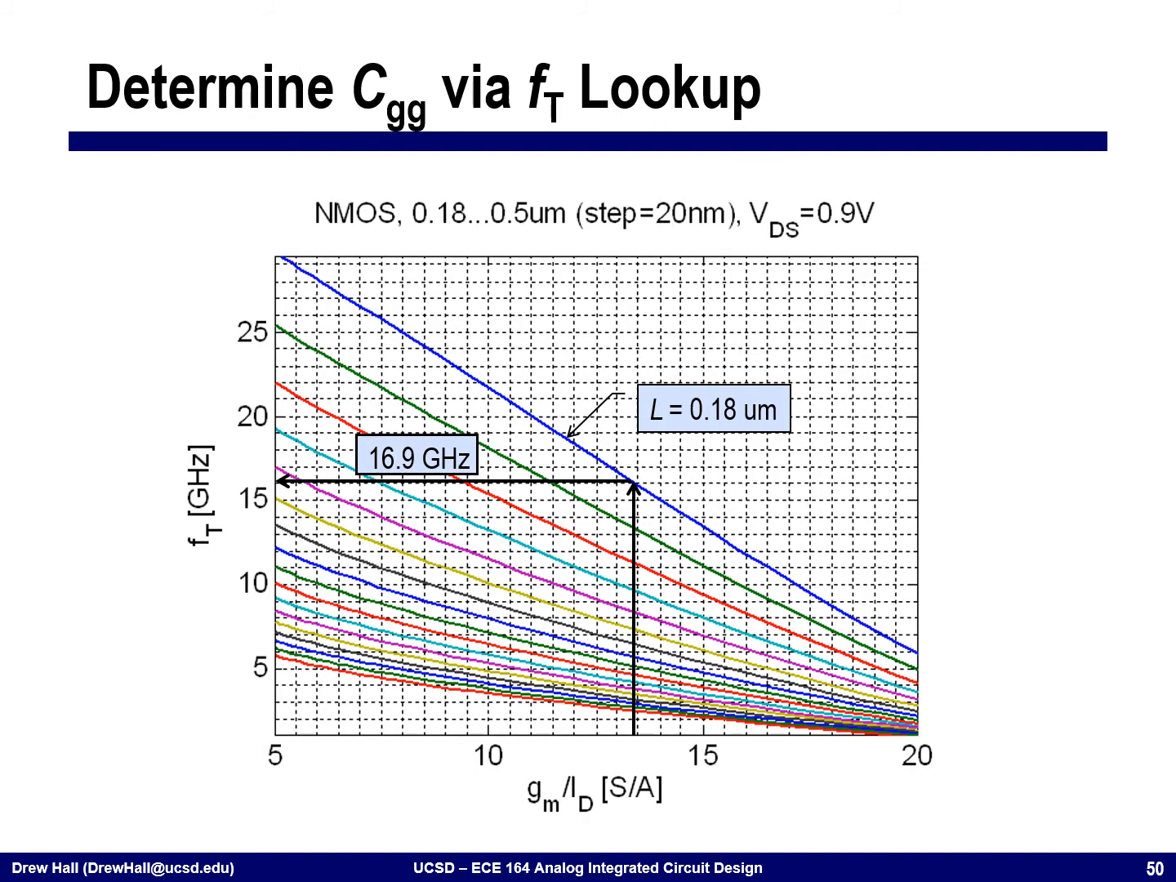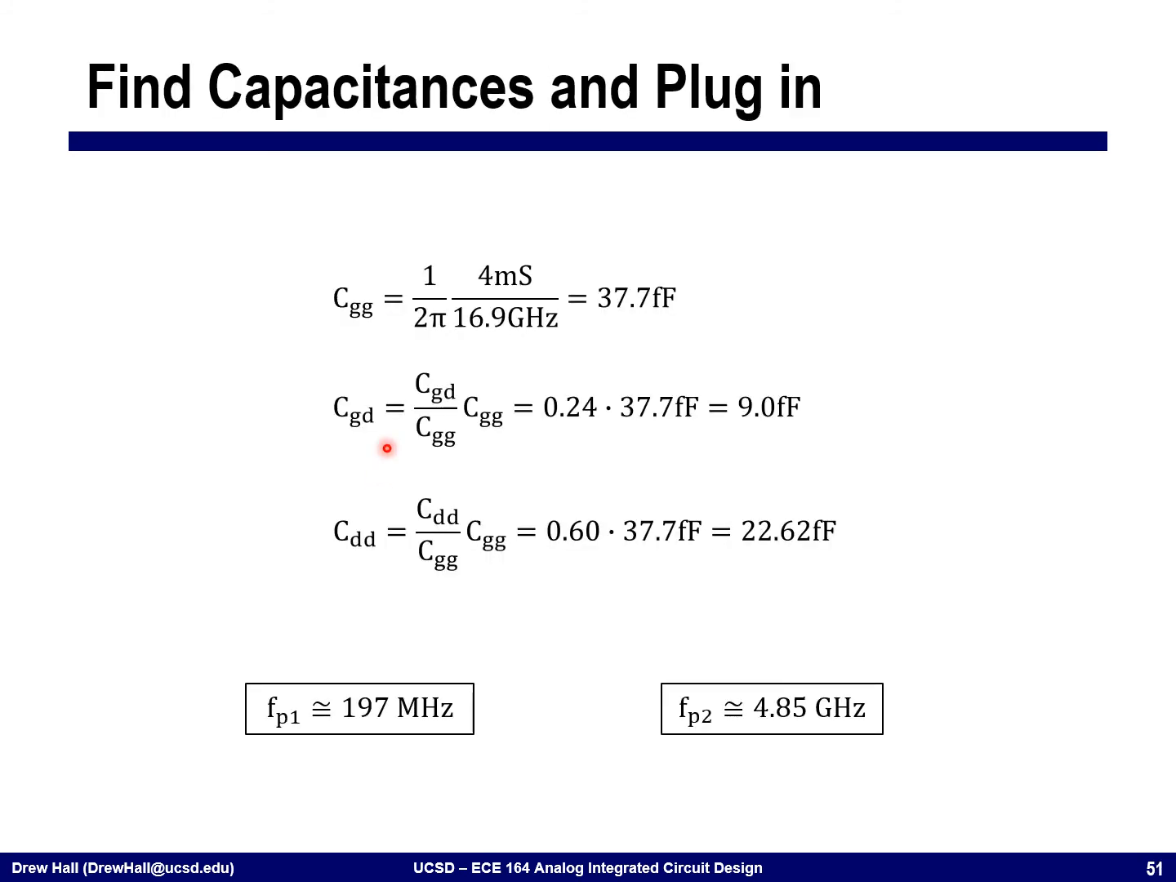All right, so now we can calculate CGG from fT. In our particular example, we're at 13.3 siemens per amp at a 0.18 micron channel length, and that gives us an fT of roughly 16.9 gigahertz. From this, we can now find the capacitances CGG, CGD, and CDD. CGG is roughly 40 femtofarad, CGD is 9 femtofarad, and CDD is 20 femtofarad, which places our poles at 197 megahertz and roughly 5 gigahertz.